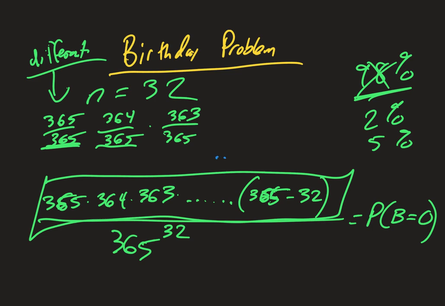365 permutation 32. It's a permutation because of the order of the birthdays, right? We want them all to be different, all to be unique. So in that way, the order matters. Divided by 365 to the 32nd power. Now again, this becomes a large, large number that most calculators can't do.